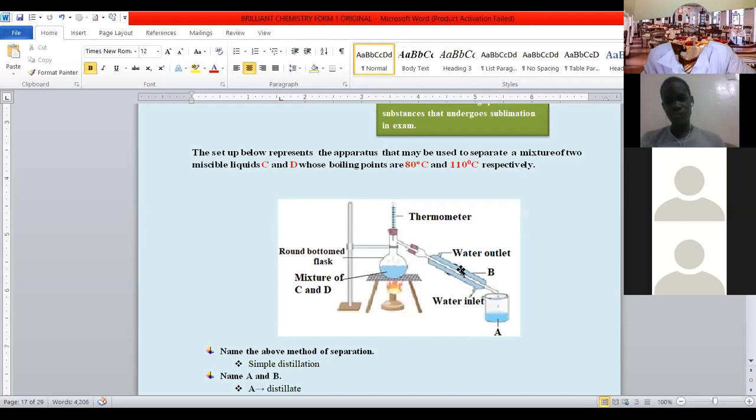Okay, thank you. Yes, also it cools the vapor. Correct. The vapor of the first liquid which will pass through this process, the one whose boiling point shall have reached first.